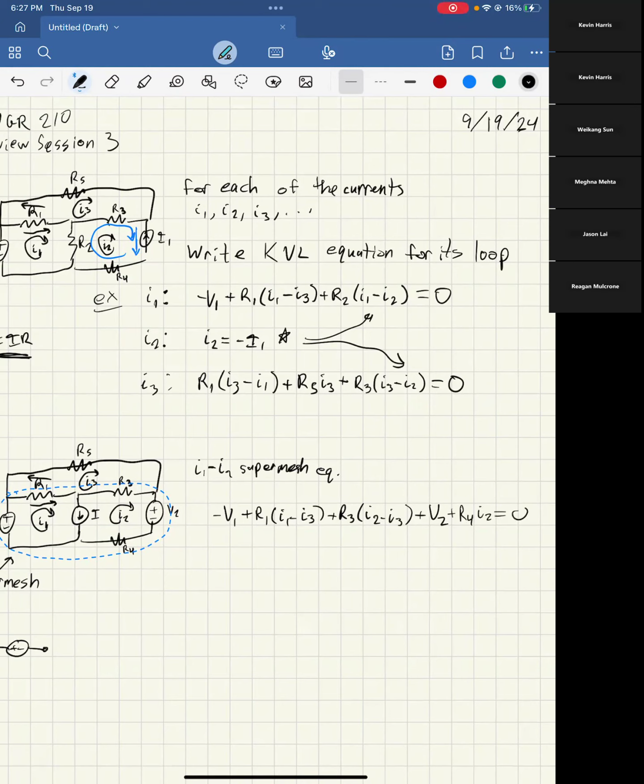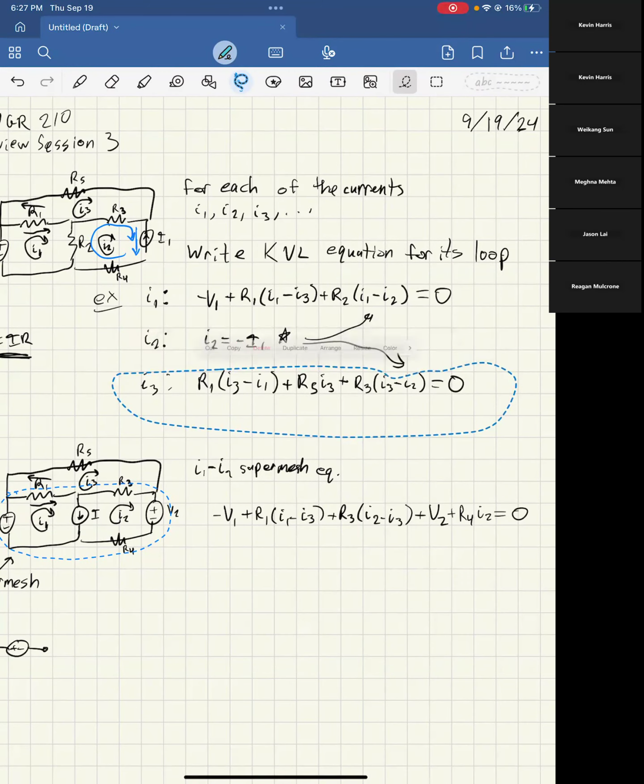And that equals 0. And then you could write the I3 equation, which is going to be exactly the same as the one above. I'll just copy it to have it there if people want to look at it later.